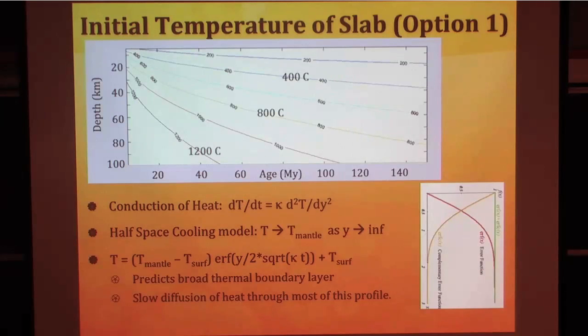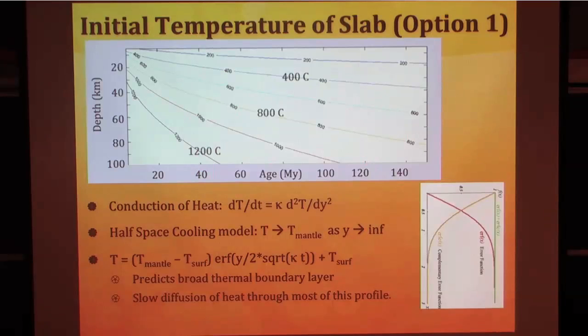So you can use this estimation to determine the temperature profile of my plate, which is 80 million years old at this trench. That's my initial thermal profile for the plate as it then turns and goes into the subduction zone. So that thickness and temperature depends on how old your plate is.